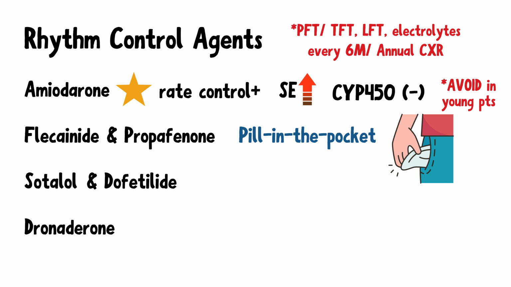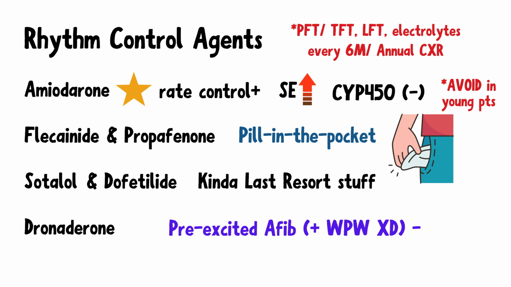Dofetilide and sotalol are generally last resort drugs. We give them to patients who have already failed multiple therapies. In the case of a pre-excited atrial fibrillation, meaning atrial fibrillation occurring with a pre-excitation syndrome such as WPW syndrome, procainamide would be our drug of choice.